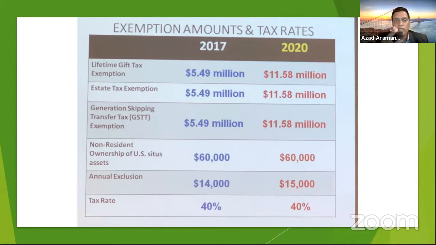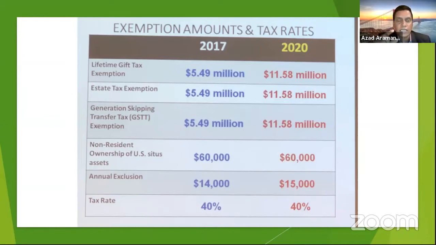Now, lifetime gift tax exemption in 2017 was 5.49 million per person, but the Tax Cuts and Jobs Act of 2018 has ensured that that limit has gone up to 11.58 million per person, meaning in my entire lifetime, I can gift without taxation of 40% up to 11.58 million. And for a couple, it is huge. That is $23 million.